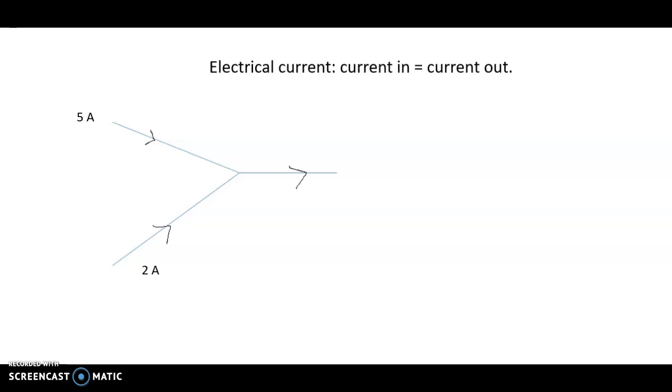Here is an important rule about electrical current: current in equals current out. If I have this diagram, I am always looking for a point where all the currents accumulate. Here I have 5 amps in and 2 amps in. So electrical current in equals current out. What is the value of the current going out? Just add them: 2 plus 5 gives me 7 amps.